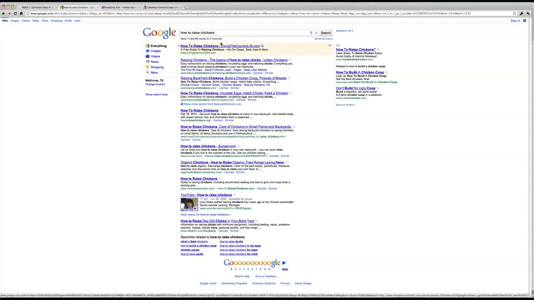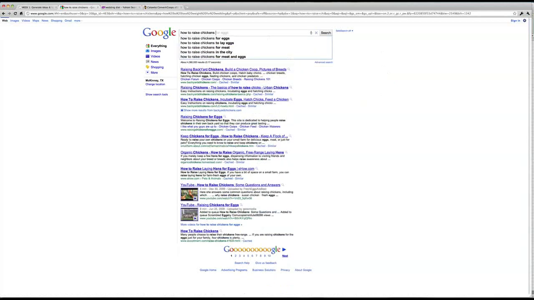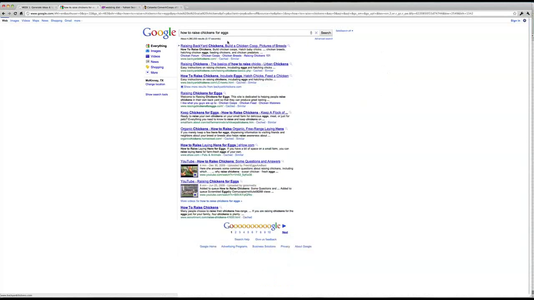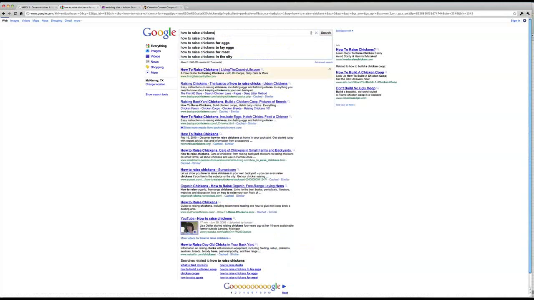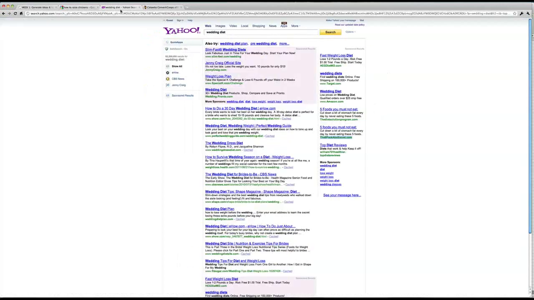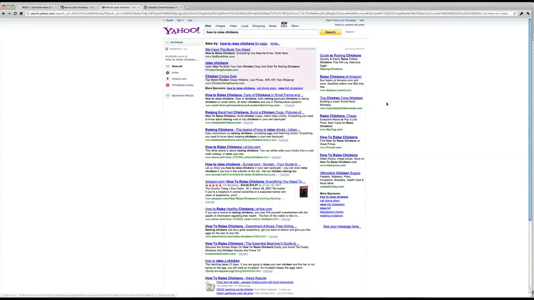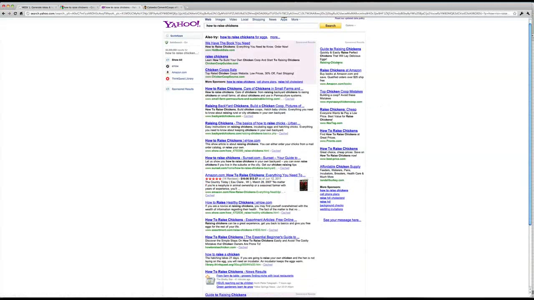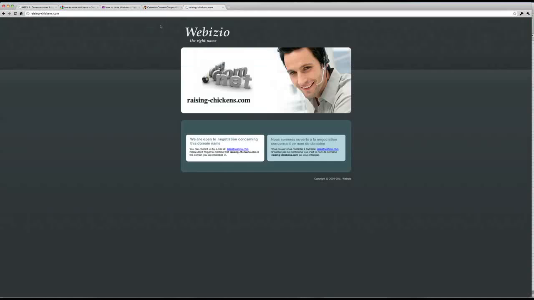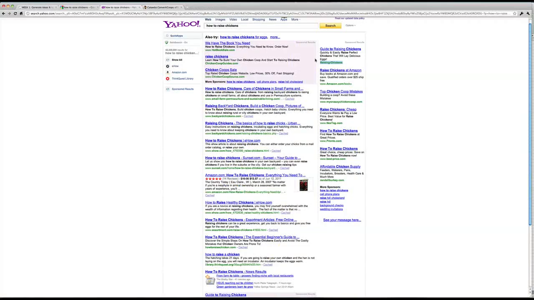How to raise chickens. How to raise chickens for eggs. There's no ads there. How to raise chickens. Let's come over here. Chicken coop books, raising chickens. Guide to raising chickens. Quickly and easily raise perfect chickens that will lay delicious eggs. Raisingchickens.com. Let's see. Nope, that's not it. Unfortunately, we're going to have to click on this one.